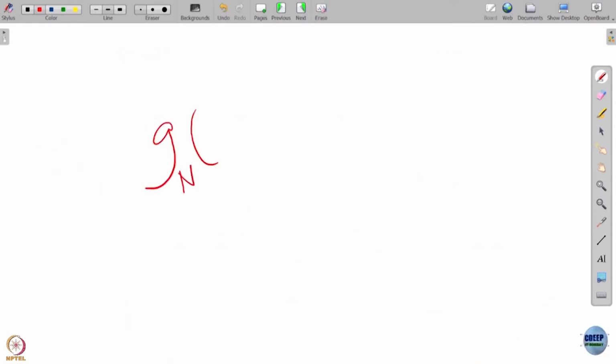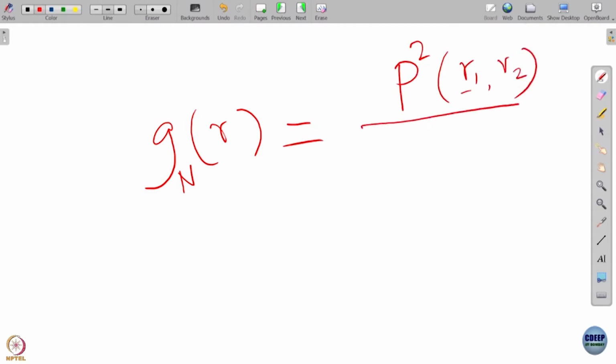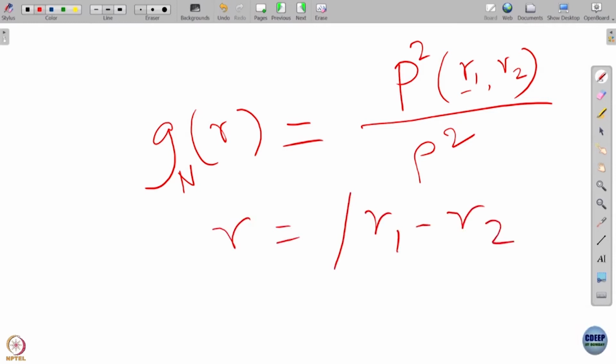So in an n particle system, g(r) is P2(R1, R2) divided by rho squared, but what we actually need is R1 minus R2, this quantity. So this is the radial distribution function, which is the probability of finding two particles at a separation r. That is the central quantity of our discussion here.